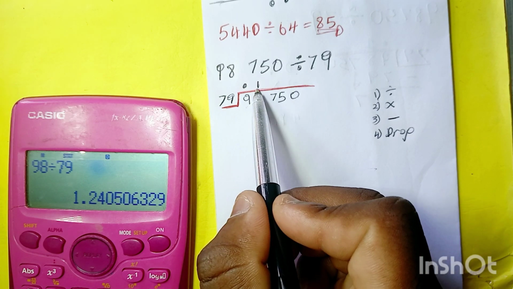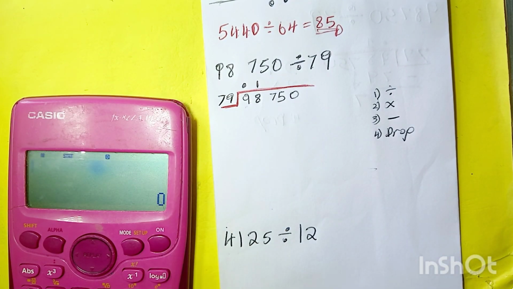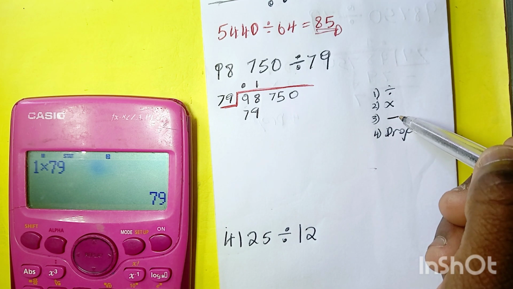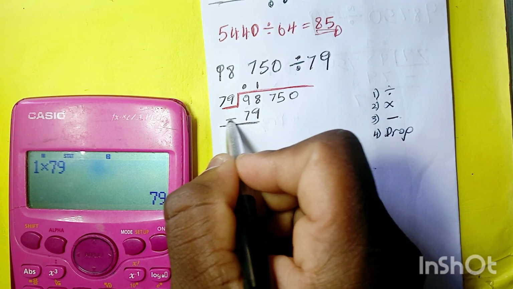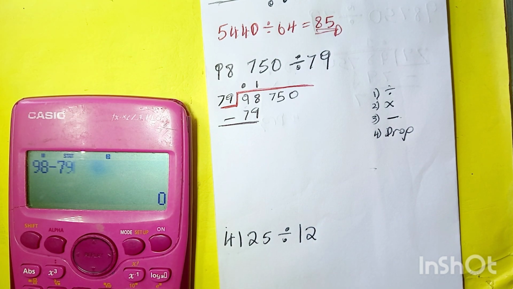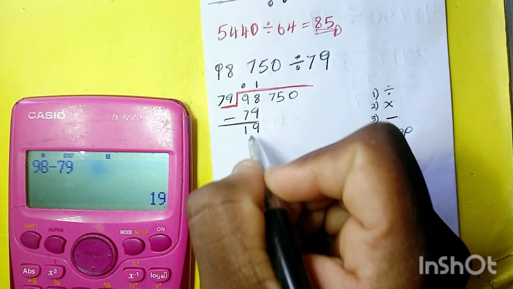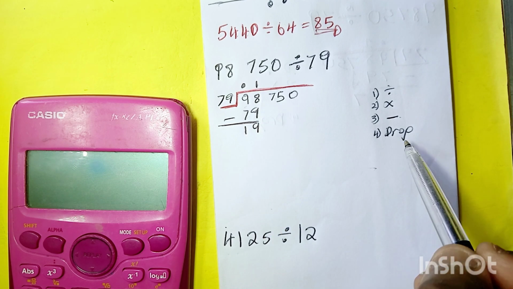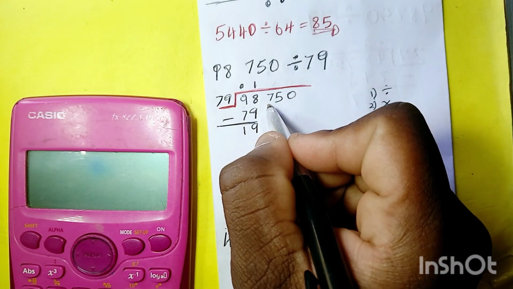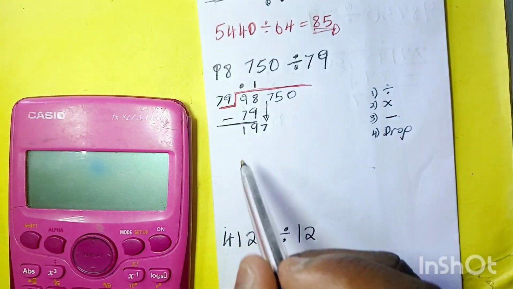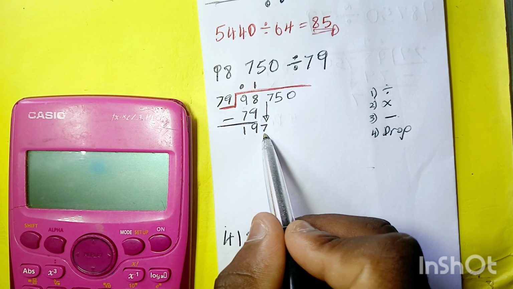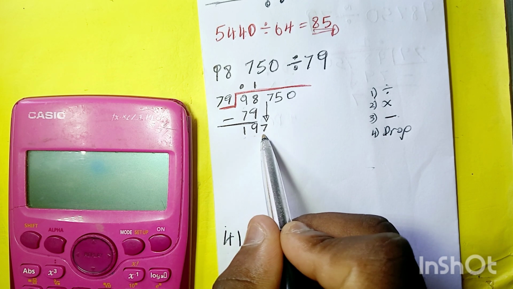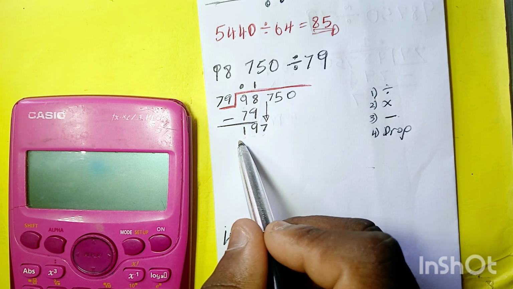The moment I get 1, I say 1 multiplied by 79, which is 79. Now I will subtract. Before I subtract, I underline, then I subtract. 98 subtract 79, I got 19 as my answer. So now I have a new number, which is 19. Now I have to drop. I'll drop the 7 here. So now I got a new number, which is 197. The moment I get a new number, I repeat my steps.